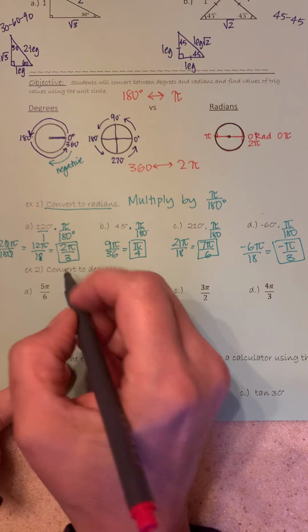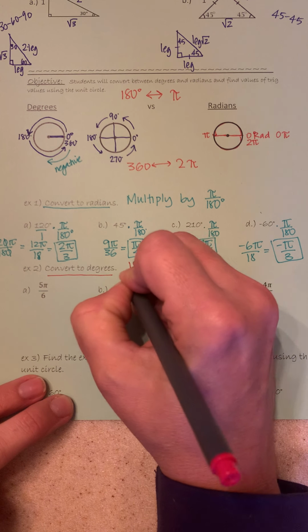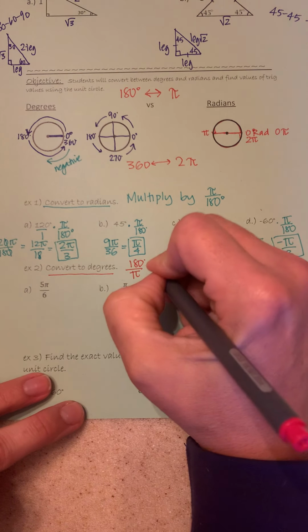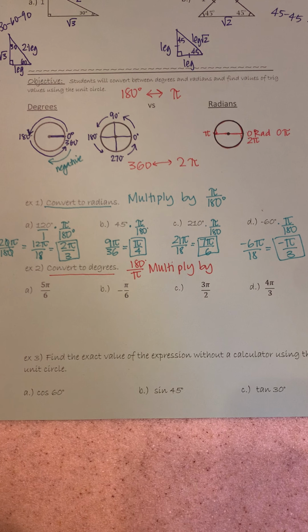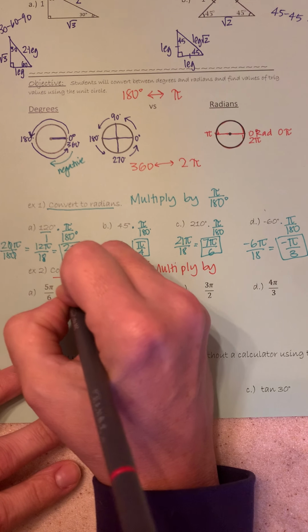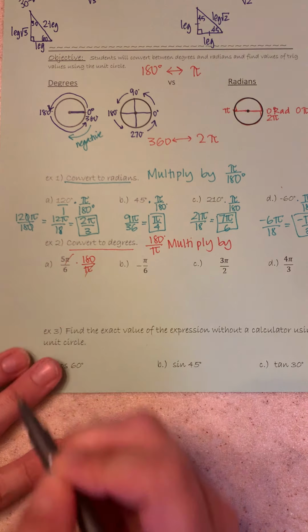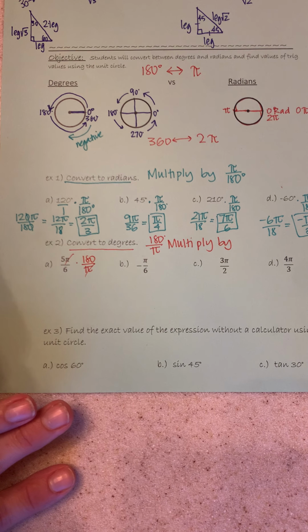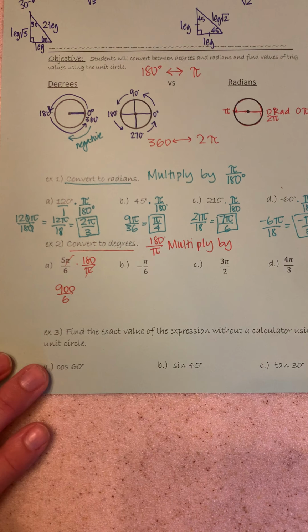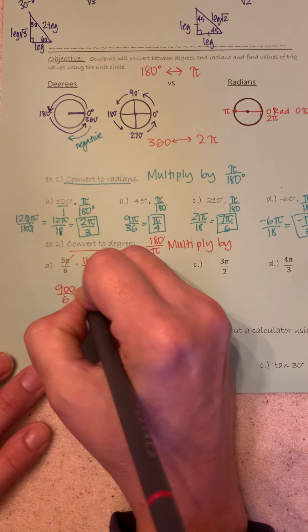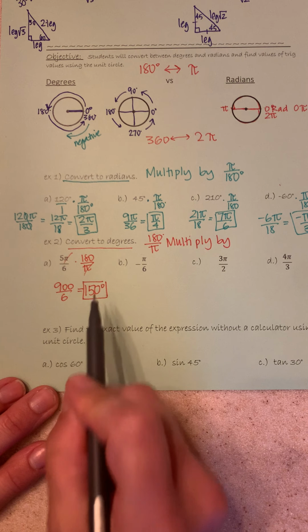Now, if I want to switch something over to degrees, I'm just going to flip this fraction over. So now I'm going to multiply by 180 over pi, because I want to get rid of the pi in this. So I'm going to multiply by 180 over pi. Now the pi's will automatically cancel. So those are gone. So I have to do 5 times 180. That's 900 over 6. And that works out nicely. It's 150 degrees. And since I'm switching over to degrees, I want to make sure that I do include a degree measure.